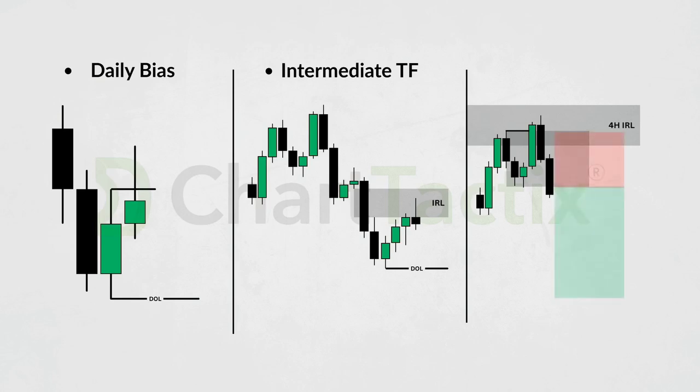From there, we either target the higher time frame draw on liquidity, or we simply aim for a 1-to-2 risk-to-reward ratio.